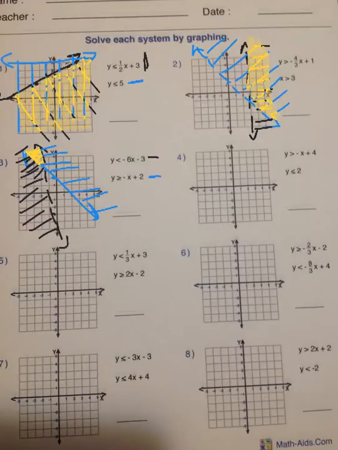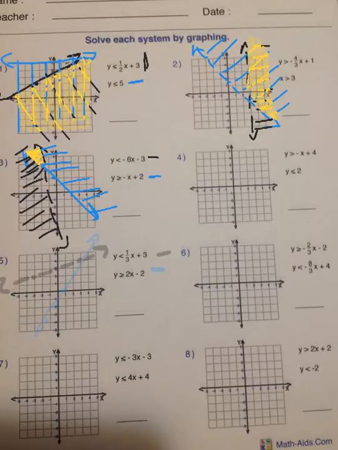All right, let's look at number 5. Y is less than 1/3 X plus 3. So I'm going to 3 and up 1, 1, 2, 3, and it's a dotted line. It should be dotted. There's some spaces. And then we have this one, which is -2, and it's 1, 2, 1, and it's a solid line.